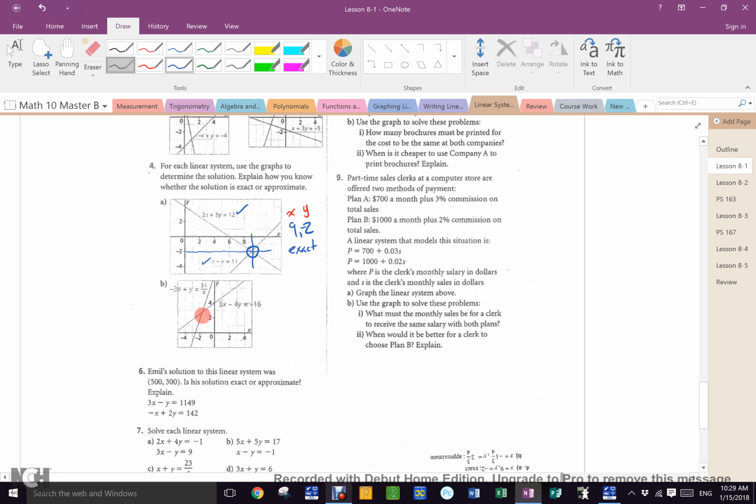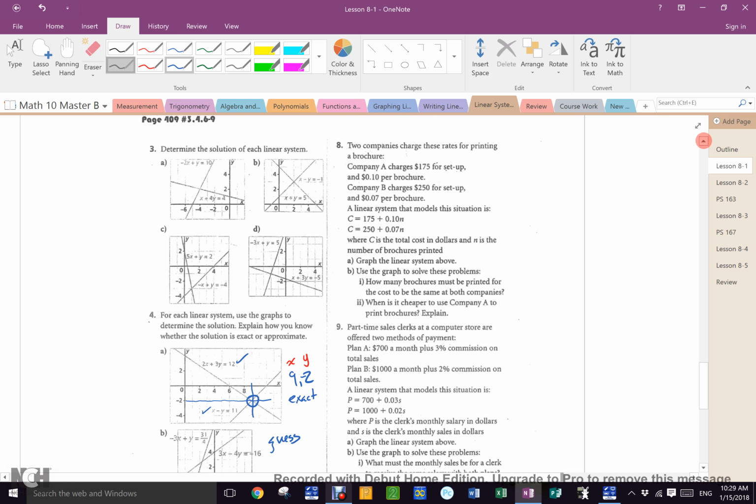Now this one you can see on mine, you can actually see that it is not right on a corner, is it? So for this one, it's a guess. I spelled guess wrong. You can see that it's almost negative 2 and it's almost 3. But you can't tell exactly what it is. Why? Because it doesn't cross right on a point. Everybody cool? Nobody needs to talk about 8 or 9? 7, 8, or 9 for that matter?